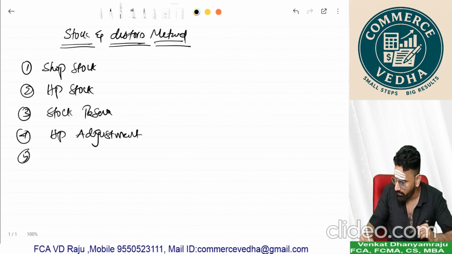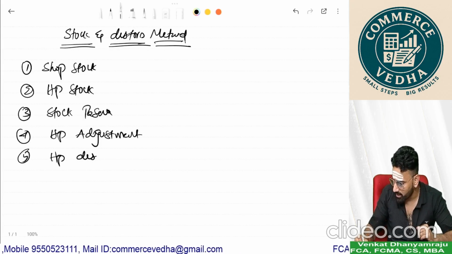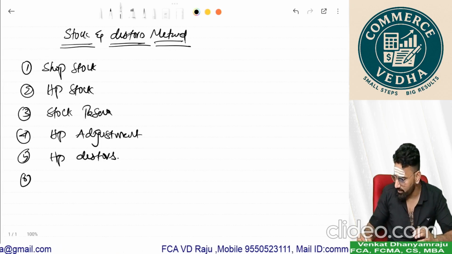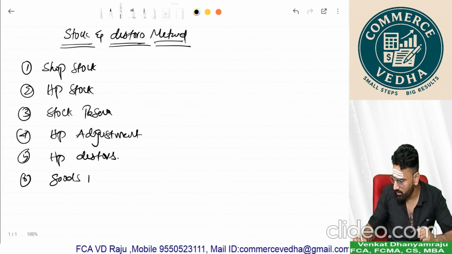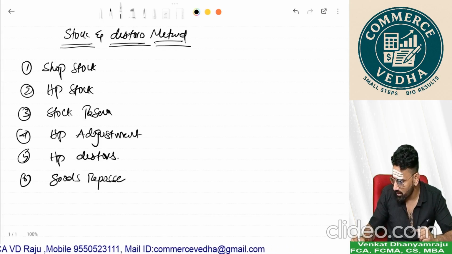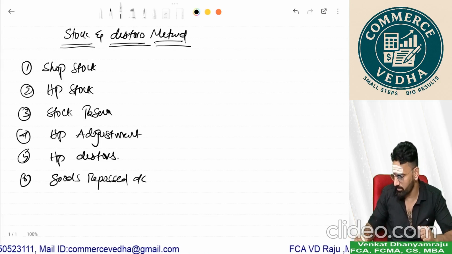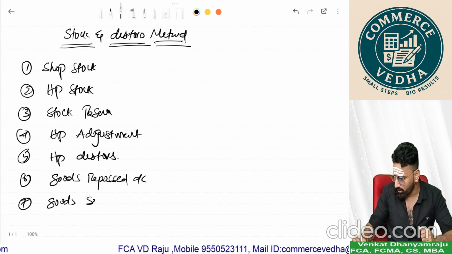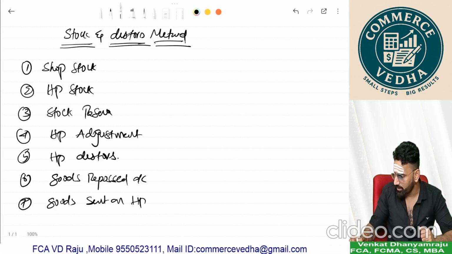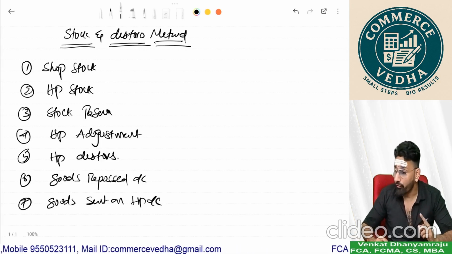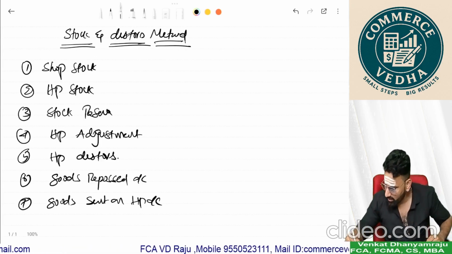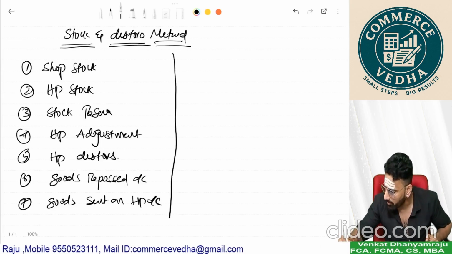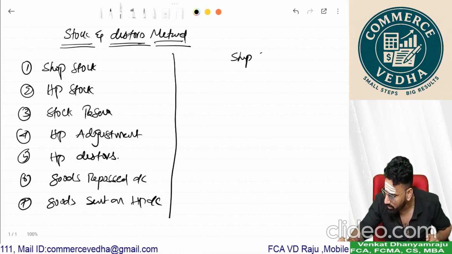And number five, hire purchase debtors, installment due, hire purchase debtors. And number six, goods repossessed account. And number seven, we can say goods sent on hire purchase account. We should open various accounts. So these are the accounts we should prepare so that we'll get a complete answer. The first account I'm preparing here is shop stock account.